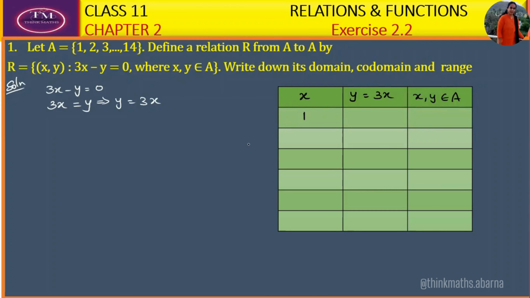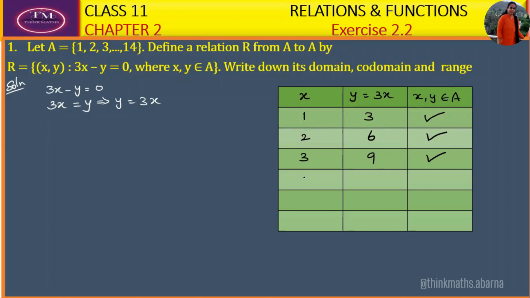When x is equal to 1, y is equal to 3 into 1, which is 3. 1 belongs to A, 3 also belongs to A. Yes, this condition is satisfied. Next, take 2. 2 into 3 is 6. Yes, 2 belongs to A and 6 belongs to A. Next we take 3. 3 into 3 is 9, and 9 belongs to A.